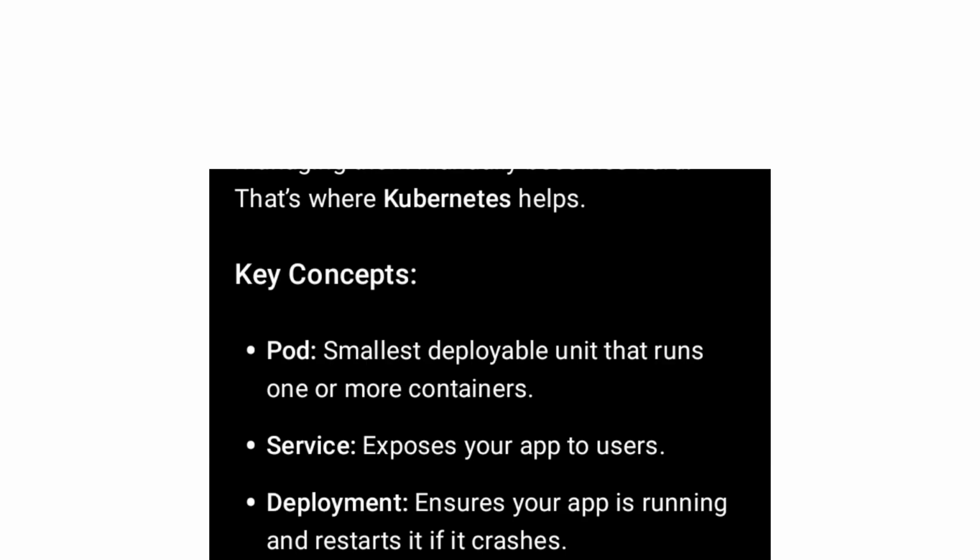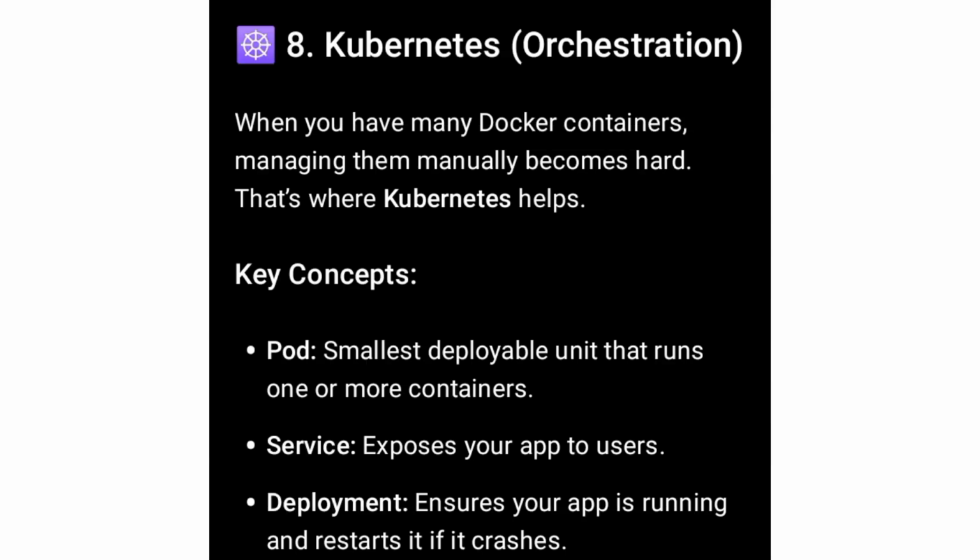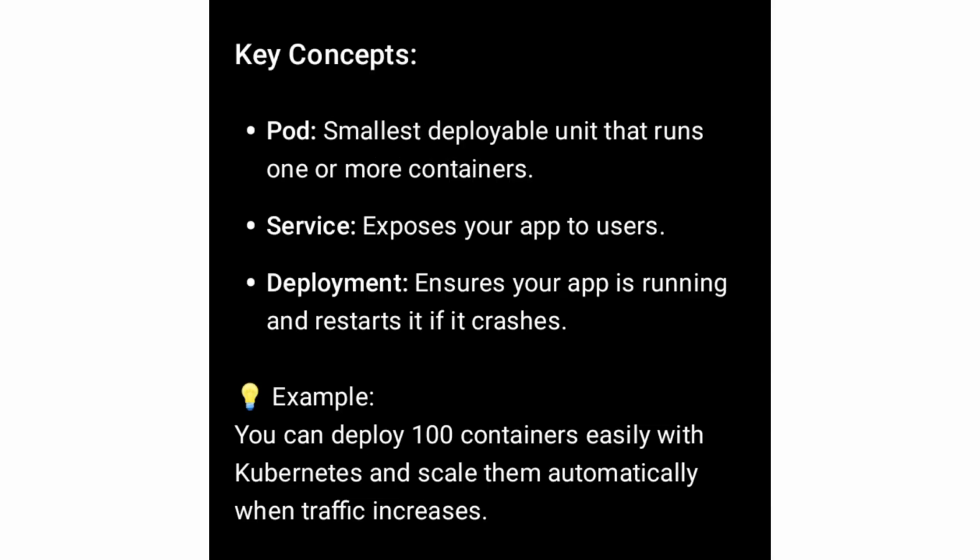8. Kubernetes orchestration. When you have many Docker containers, managing them manually becomes hard. That's where Kubernetes helps. Key concepts: Pod, the smallest deployable unit that runs one or more containers. Service, exposes your app to users. Deployment, ensures your app is running and restarts it if it crashes. Example: you can deploy 100 containers easily with Kubernetes and scale them automatically when traffic increases.